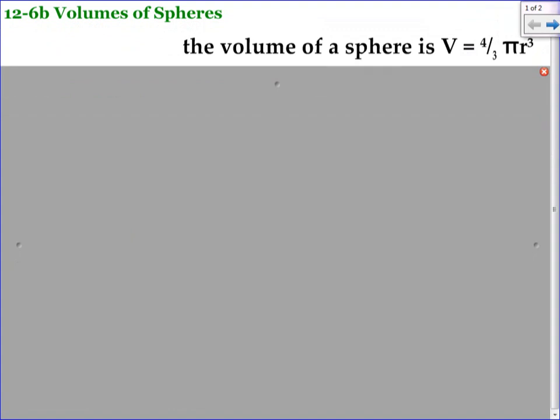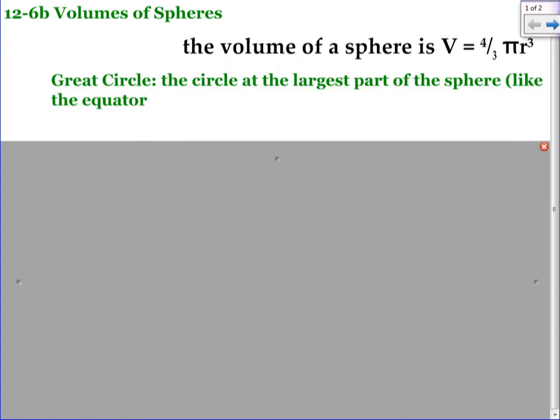All right, our last section for volume, actually our last section of the whole year, is volume of spheres. Okay, we've got our last formula to learn, which is volume equals 4/3 pi r cubed. I'm going to go through a couple examples here.